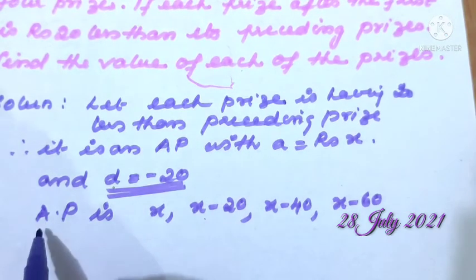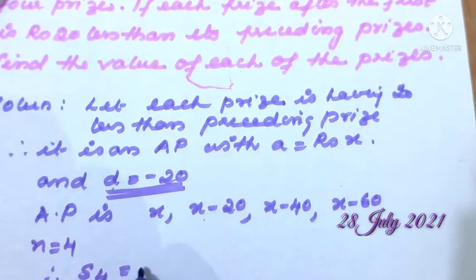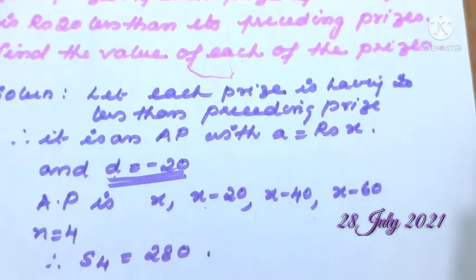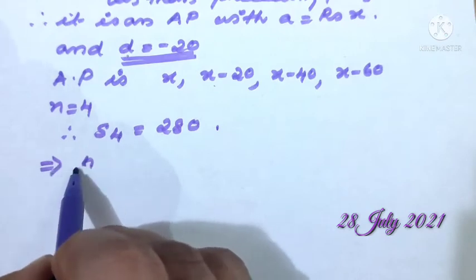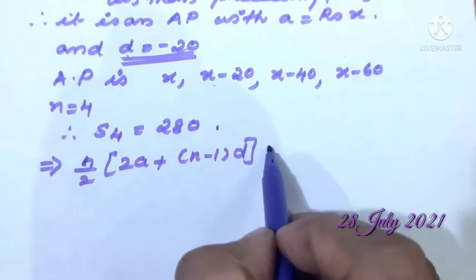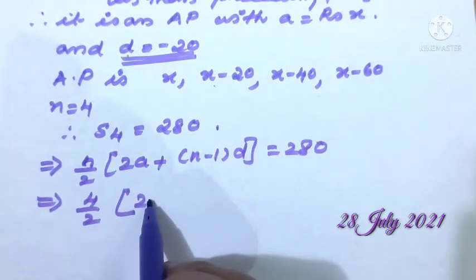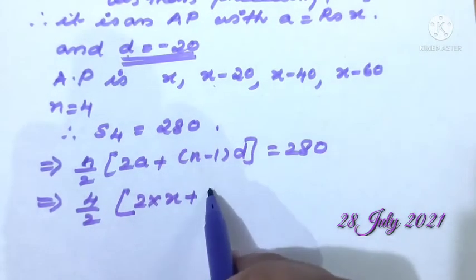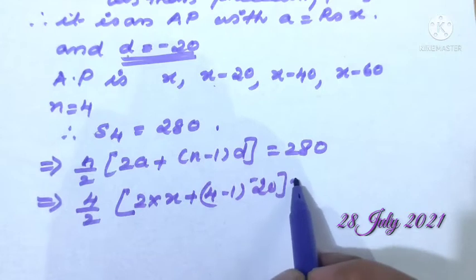Now what is the total price? It is S4, so N equal to 4 only. Therefore S4 equal to 280, because the total amount is 280. First I will write the formula: N by 2 bracket 2A plus N minus 1 into D equal to 280. So 4 by 2 into 2 into X plus, N is 4, 4 minus 1 means 3, D is minus 20, equal to 280.